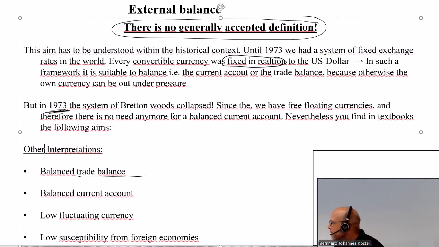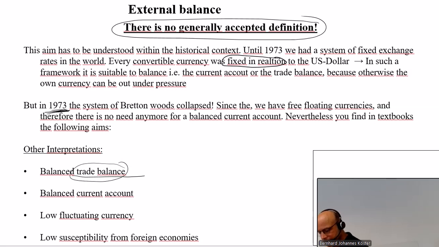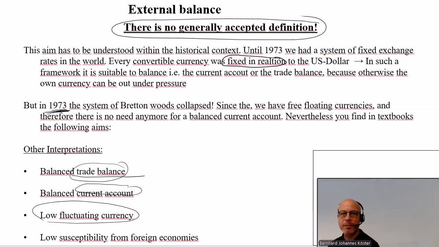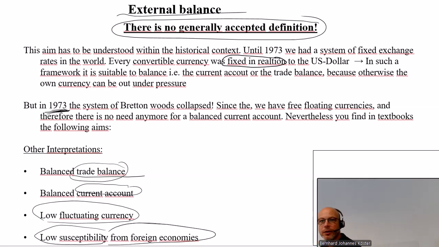And sometimes you find that people say, well, let's still take the trade balance or the current account, or in general, you should have an aim of low fluctuating currencies. Or a very wide interpretation of what is meant by external balance is a low susceptibility to foreign economies, so that if something is changing abroad, it does not affect your country very much.